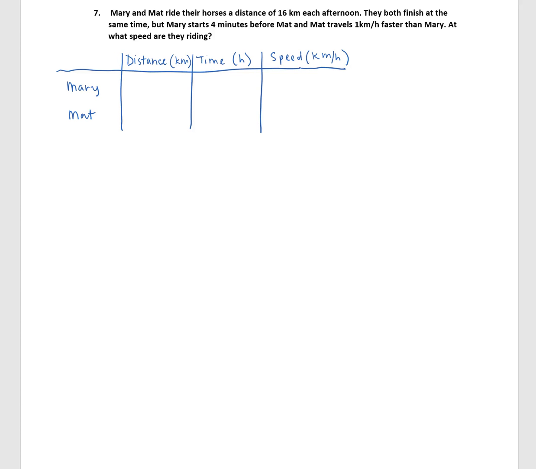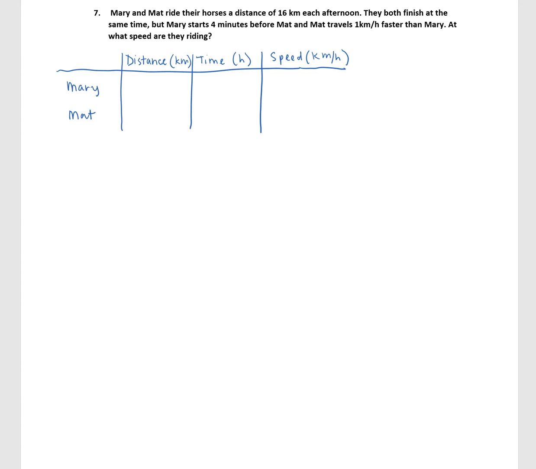Question 7 says Mary and Matt ride their horses a distance of 16 kilometers each afternoon. They both finish at the same time, but Mary starts 4 minutes before Matt, and Matt travels 1 kilometer per hour faster than Mary. At what speed are they riding?